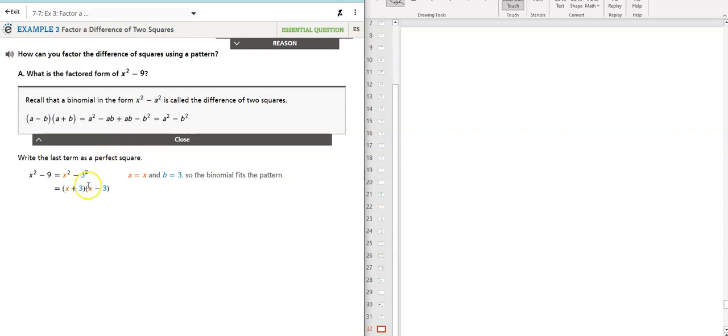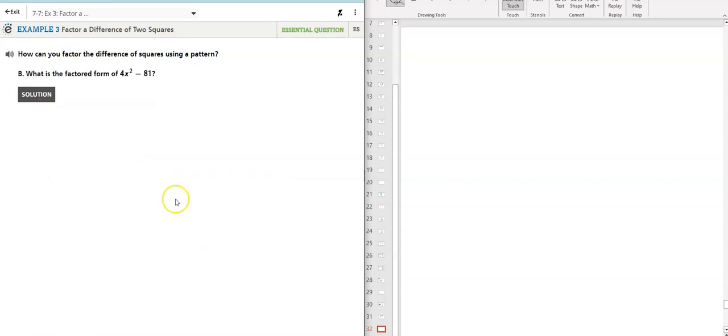What that means is when you are given a difference of squares, when the first and last terms are squares and the middle symbol is a subtraction sign, in order to factor it, you're going to write the last term as a perfect square. 9, the perfect square of 9 is 3 squared. And then you're going to write them as a binomial with one positive, one negative. So let's look at another example.